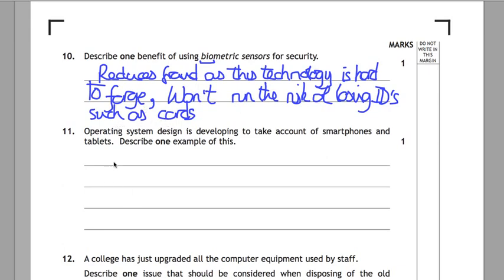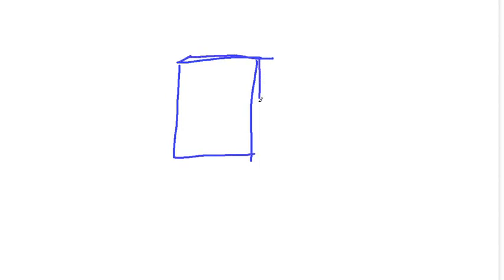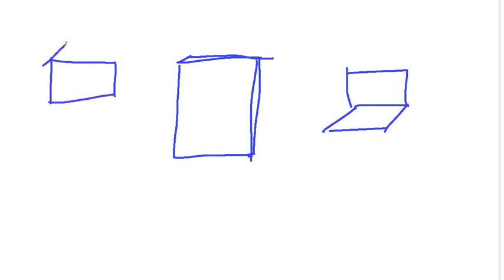Okay, second question, well, not second, but question 11. Operating system design is developing to take account of smartphones and tablets. So if you think about a smartphone and a tablet, you all know what they look like. Obviously they're small devices. If you think about it, you might be watching this on a smartphone or on a tablet or on a laptop. Before laptop computers, you quite often had big desktop computers as well. So you'll probably notice these things are getting smaller.